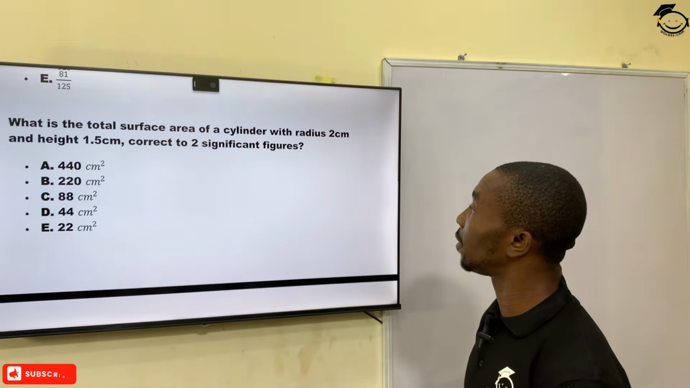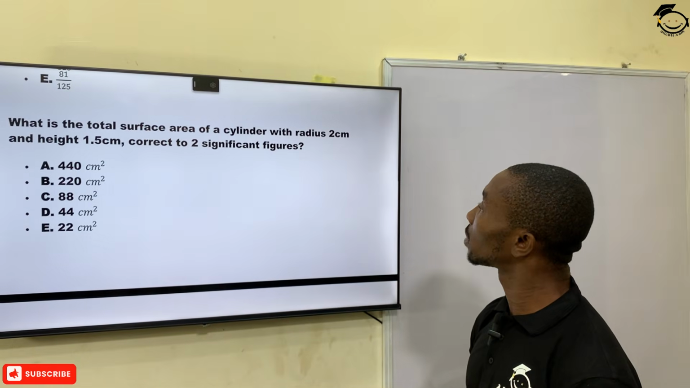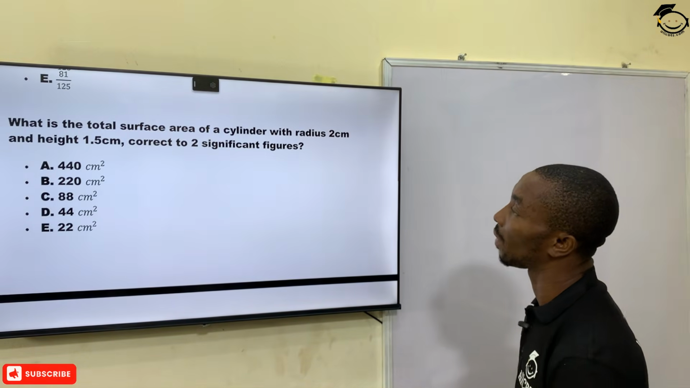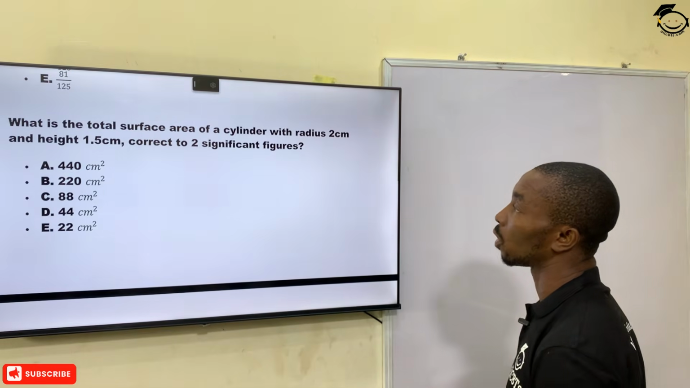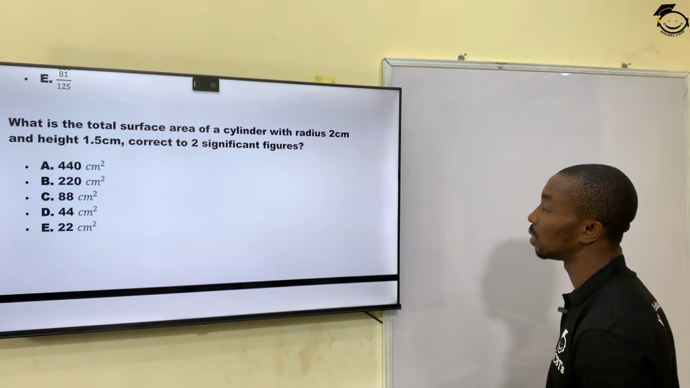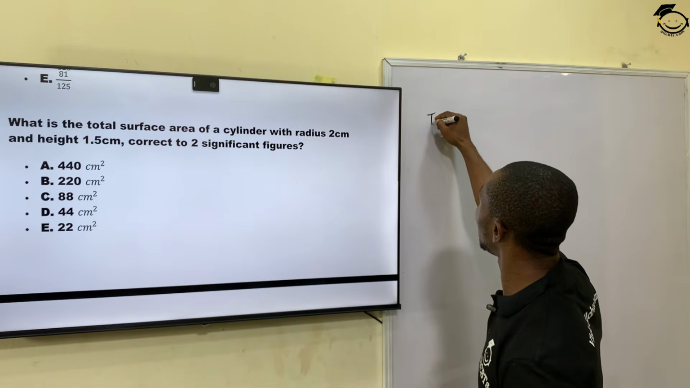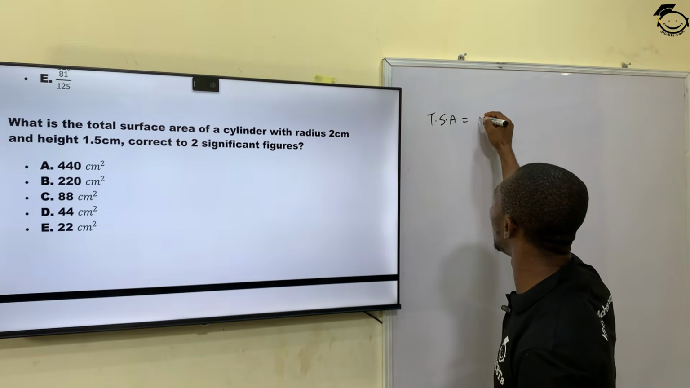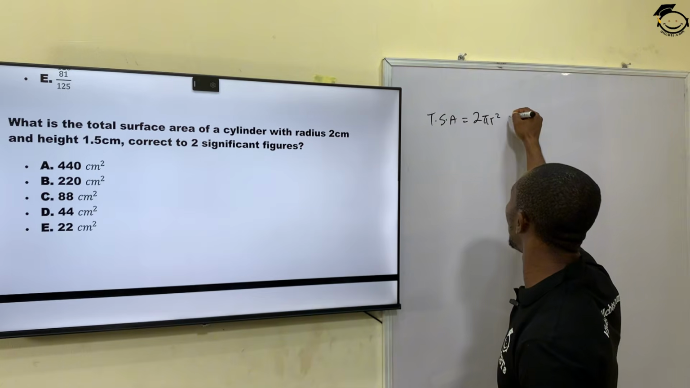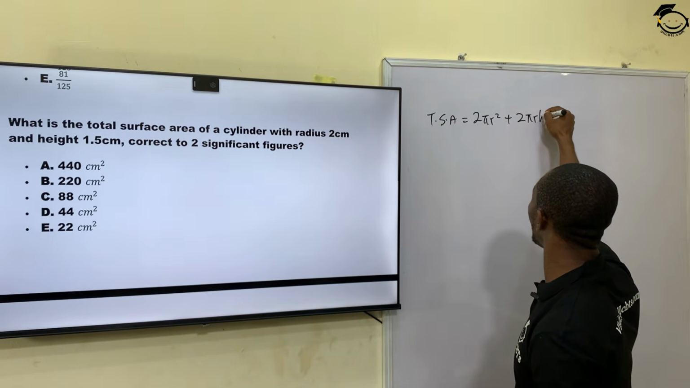The total surface area of a cylinder with radius 2 cm and height 1.5 cm, correct to 2 significant figures. Now, if we have our TSA, the total surface area for a cylinder is 2 pi r squared plus 2 pi r h.